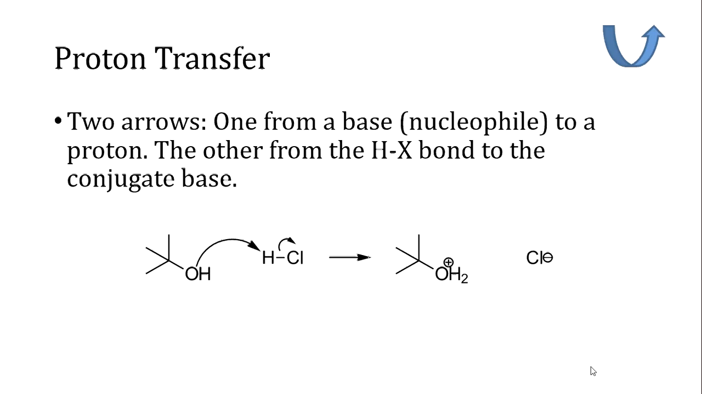A proton transfer step is 2 arrows. One arrow is being drawn from the base to a proton. The other is being drawn from the hydrogen into the acid, or to the conjugate base of that acid. And note that our base is a nucleophile and our acid is an electrophile.